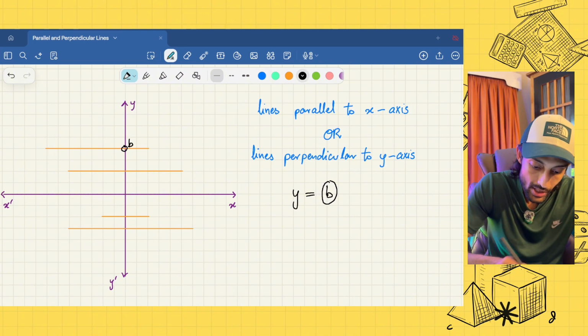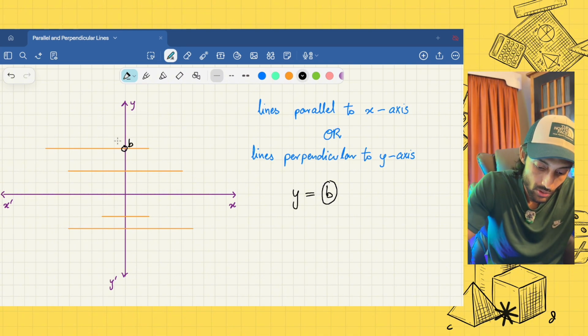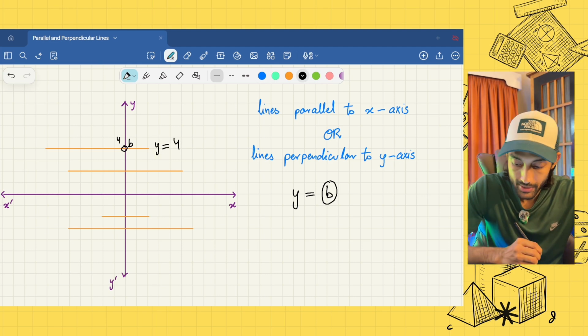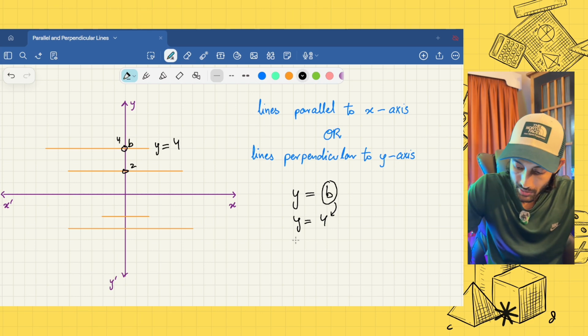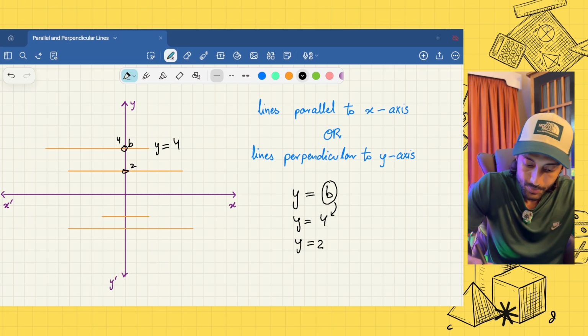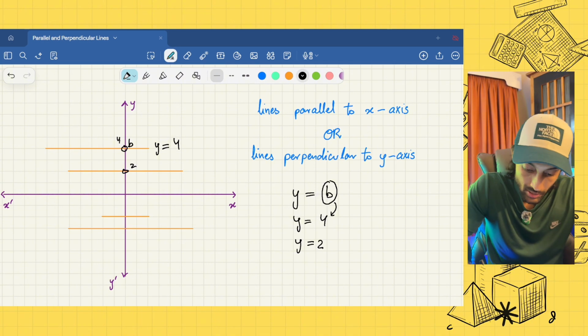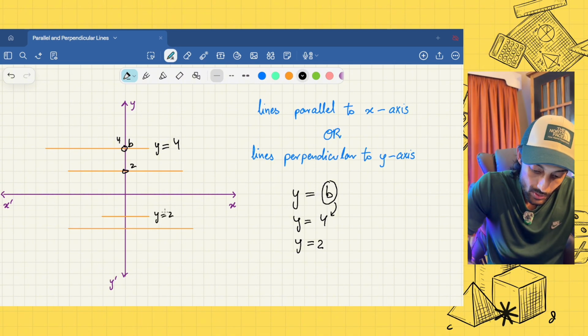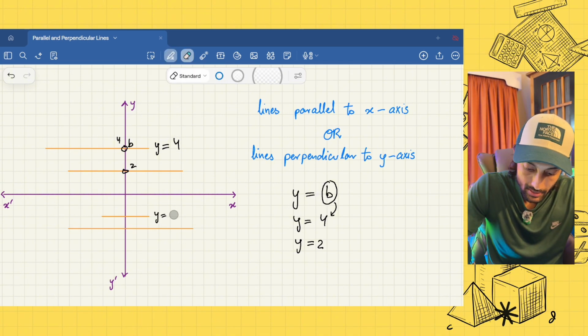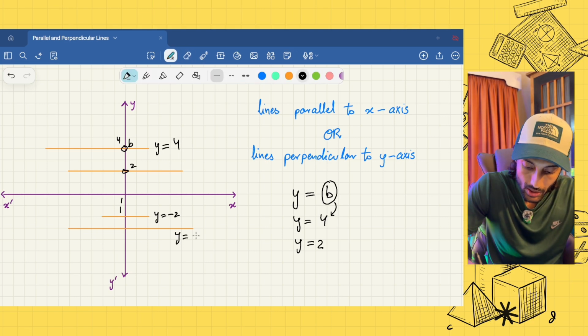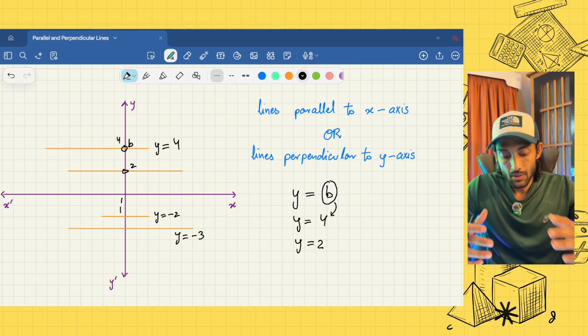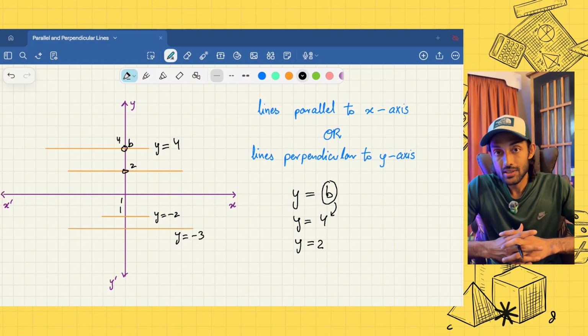So this is my value of b. You just need to count. So 1, 2, 3, 4. So this is 4. That means the equation turns out to be y equal to 4. So this is y equal to 4. My value of b turns out to be 4. So this is 2. So your equation turns out to be y equal to 2. If you move on the downside, this is y equal to negative 2. You just need to count. So it is just this simple. You just need to count, and this will be y equal to negative 3. So this is how you basically find out the equations in this case.